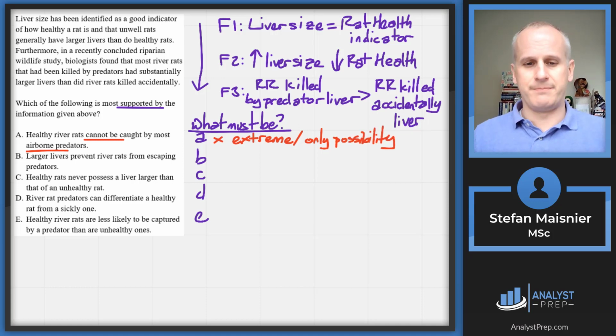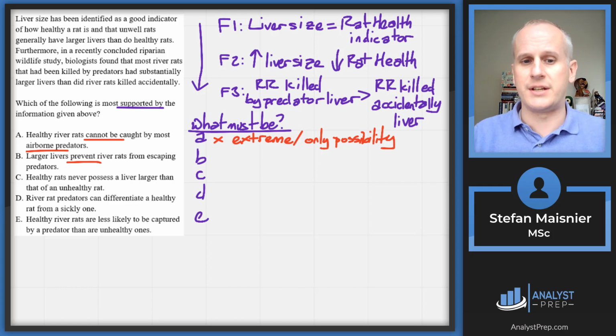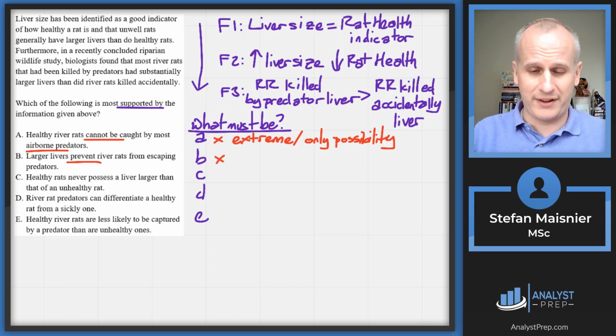Now, choice B can be a little bit of a trap. Larger livers prevent river rats from escaping predators. Well, we know that the larger livers are present in river rats that are killed by predators, according to this study, but we don't know that those larger livers, in fact, literally prevent the river rats from escaping said predators. So that too would be extreme.